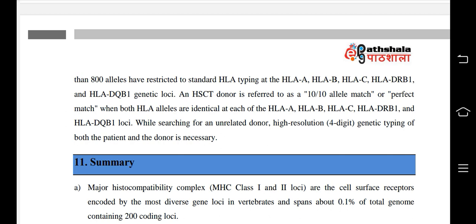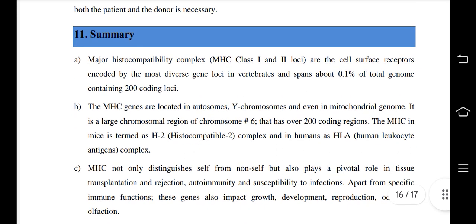Now let's have a summary. Major histocompatibility complex, or MHC, class 1 and 2 loci are cell surface receptors encoded by the most diverse gene loci in vertebrates, spanning about 0.1% of the total genome and containing 200 coding loci. The MHC genes are located in autosomes, Y chromosomes, or even in the mitochondrial genome. It is a large chromosomal region of chromosome 6 that has over 200 coding regions.